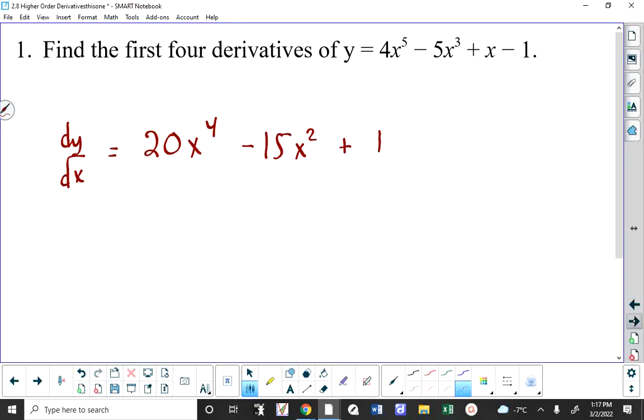I differentiate it again. So what I'm finding now is the second derivative, d2y/dx squared. And it's going to be 80x cubed minus 30x plus 0. And by the way, there are real important applications with the second derivative. When we get into the next unit and we deal with graphing functions, any functions, the second derivative is crucial in understanding the shapes of the graphs in particular areas. Double check my work, it looks fine.